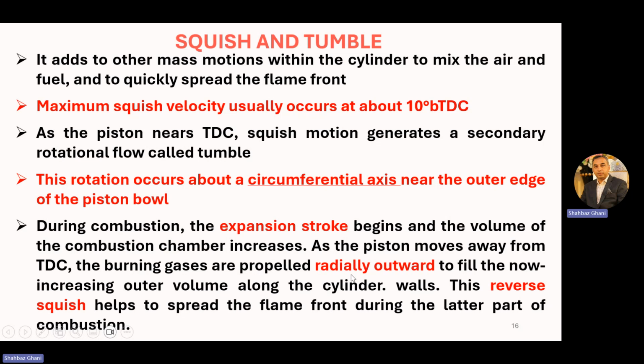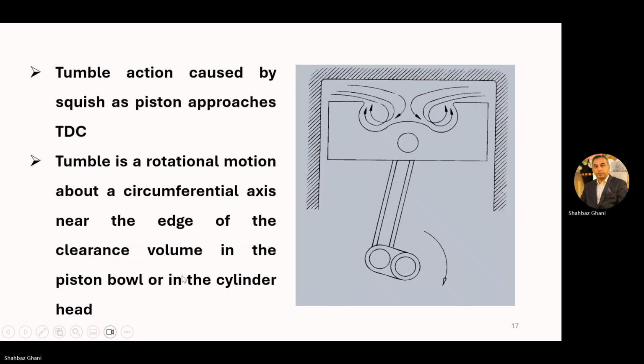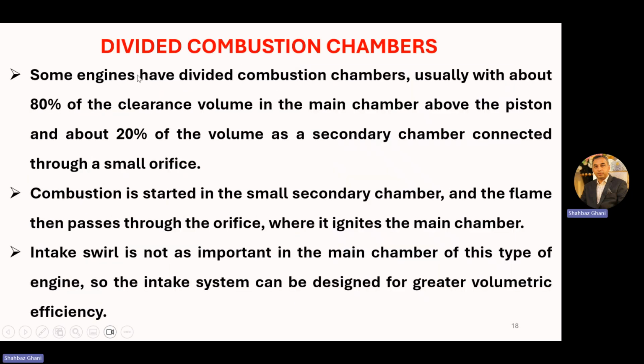So the piston is moving down, and we have more volume to fill. The flame propagation, the combustion gases, has to occupy that area. This reverse squish helps to spread the flame front during the later part of the combustion. So this is the reverse squish. We have stated this. Now, another thing, divided combustion chambers.